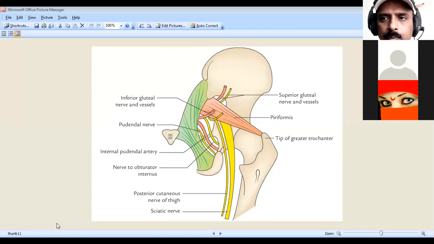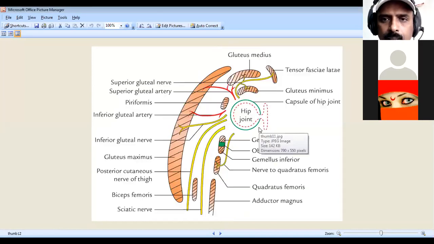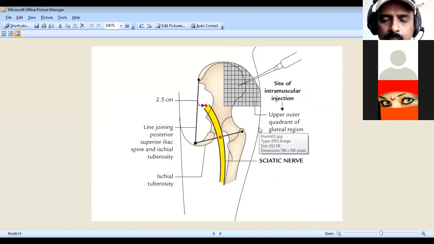Then next comes the other nerves which we are going to study, which are most commonly asked. In this, you have to know the relations with the hip joint and all, that is shown to you here, and you have to know the sciatic nerve.